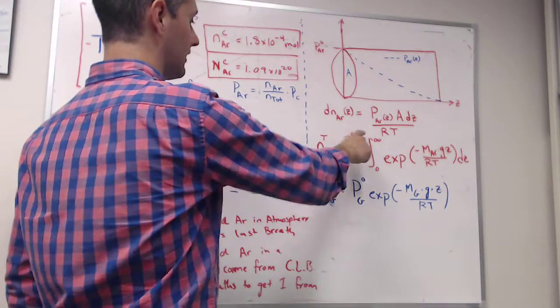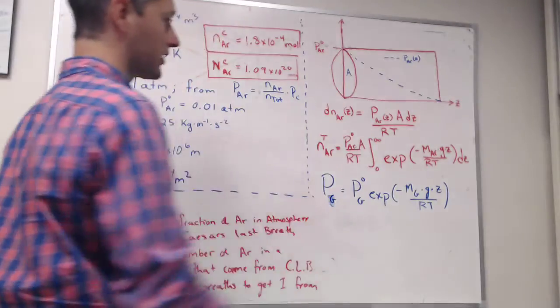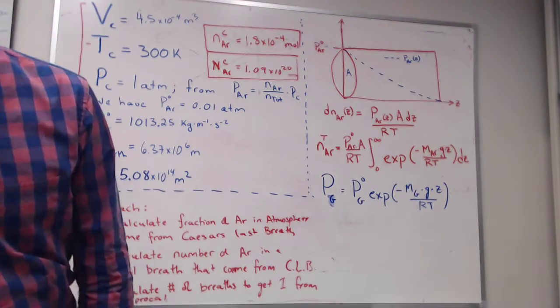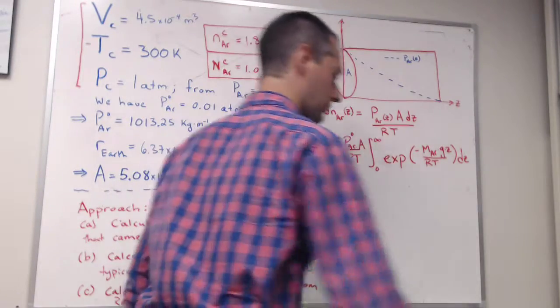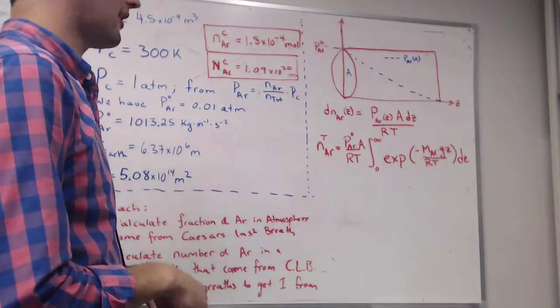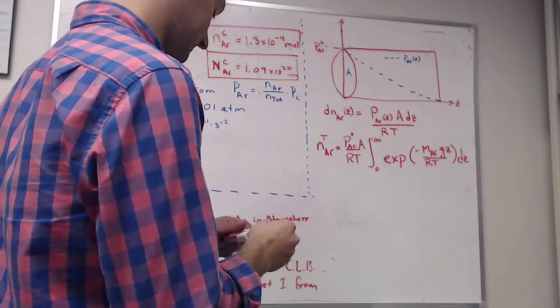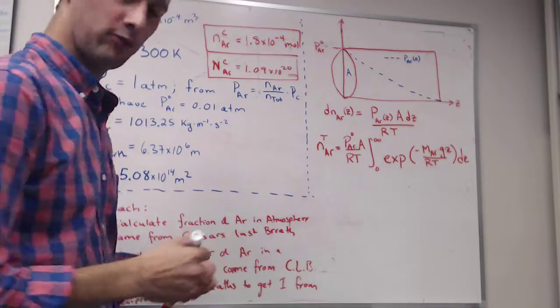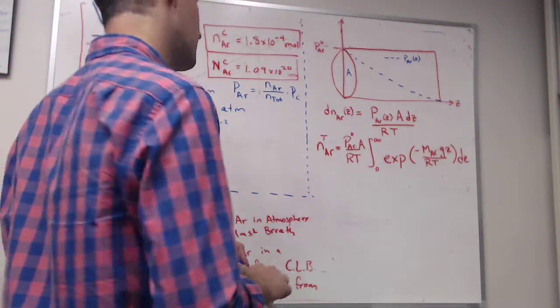A we already calculated. That's the surface area of the Earth. R and T we already know. So then what we're going to need to do is actually integrate this expression. You may have this integral memorized, maybe not. It's actually a pretty simple integral, but I don't care if you have it memorized. You can stick it into Wolfram Alpha.